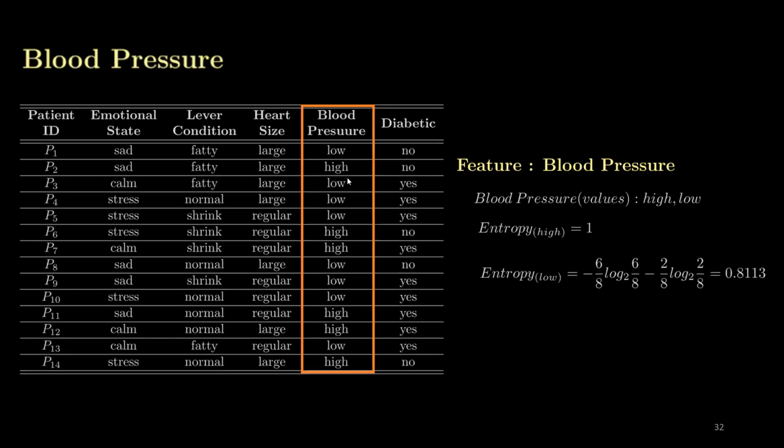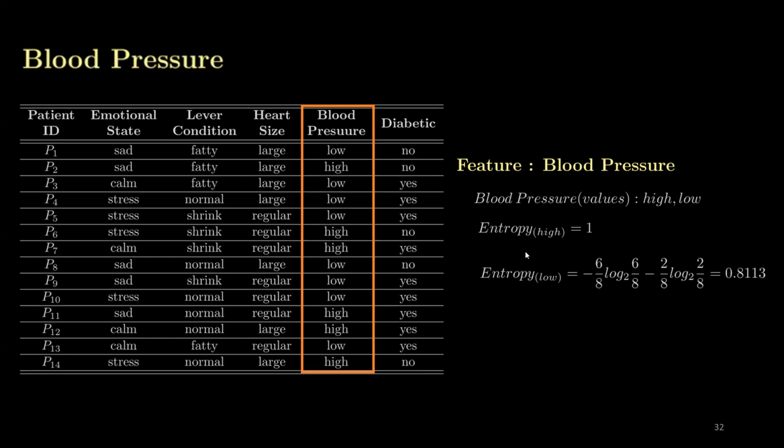How many times does it appear with no? 1, 2, and 3. So high appears 6 times in the column of blood pressure, 3 with the label yes and 3 with the label no. High is equally divided between these 2 labels, yes and no. Therefore, its entropy is 1. Now for low, low appears 8 times, out of which it has the label yes 6 times and the label no 2 times. Therefore, its entropy is 0.8113.